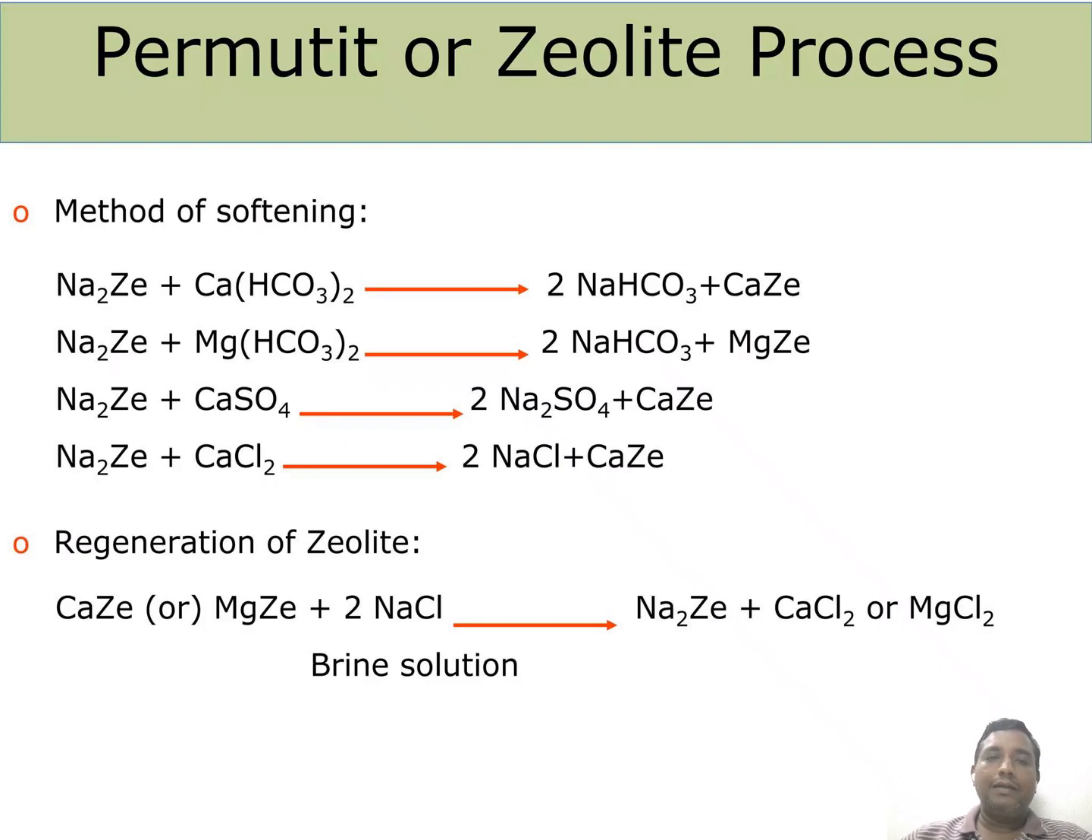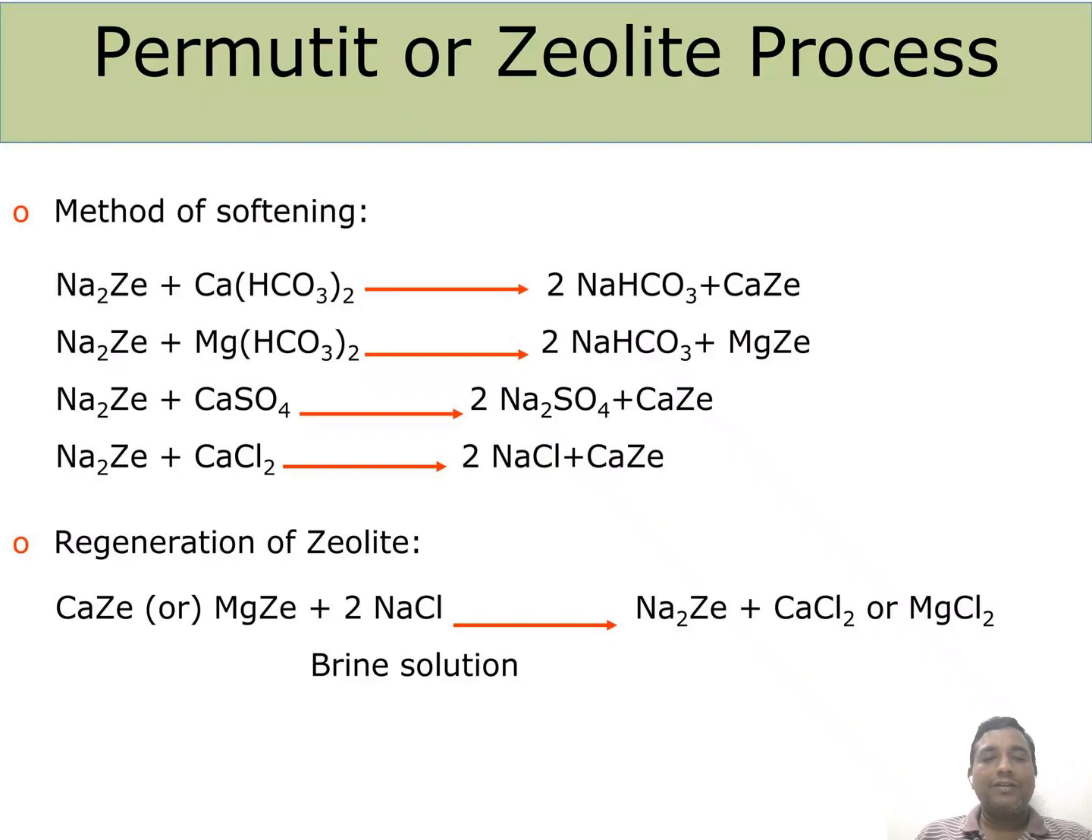Next, the method of softening. There are some different reactions here. Na2Z plus Ca(HCO3)2 gives 2NaHCO3, that is sodium bicarbonate, plus CaZ. Na2Z plus Mg(HCO3)2 gives sodium bicarbonate. Then Na2Z plus CaSO4 gives sodium sulfate. Then Na2Z plus CaCl2 gives sodium chloride plus CaZ.